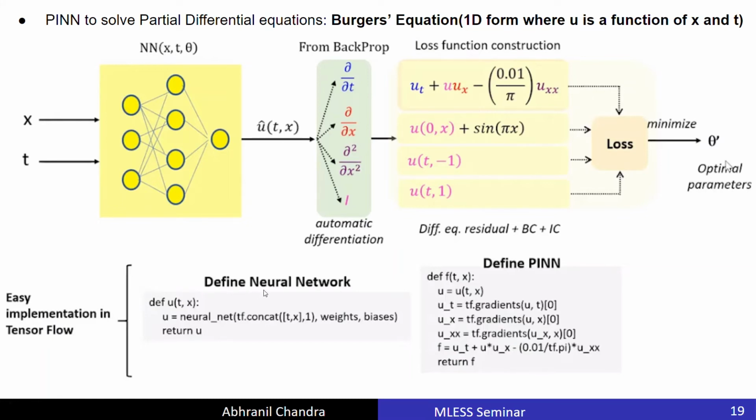We define the simple neural network. Then we define the PINN, where u is the solution function. We take u_t as the gradient of u with respect to t, simply tf.gradients of u with respect to t. Similarly, gradients of u with respect to x, double gradients of u with respect to x, and finally the functional form f, which is the residual error loss.